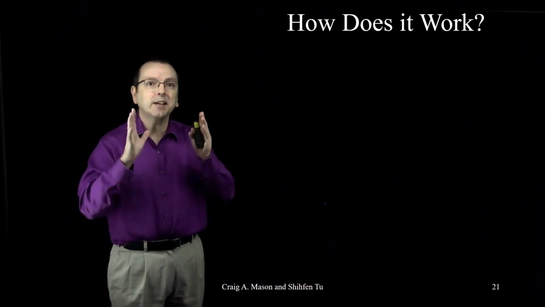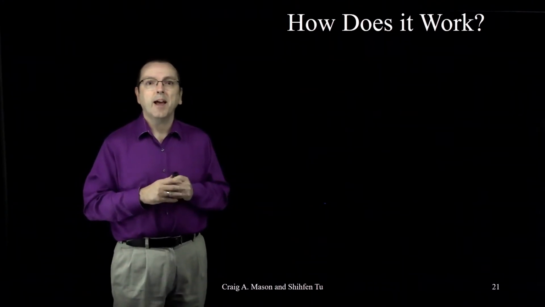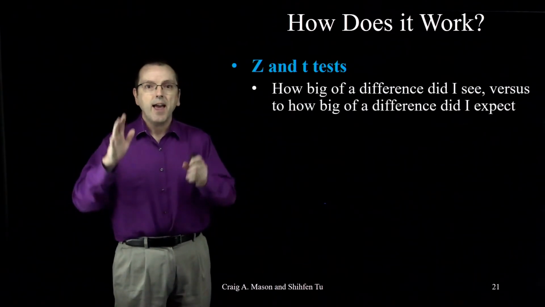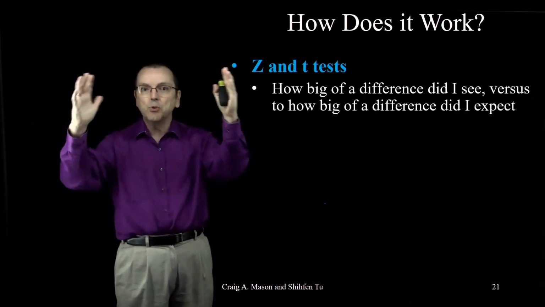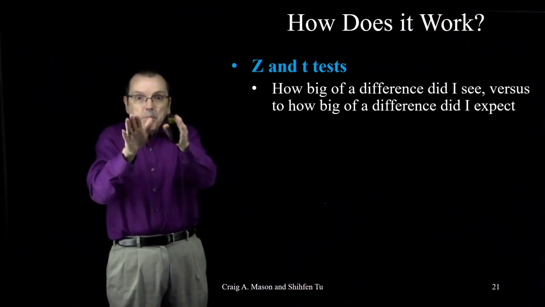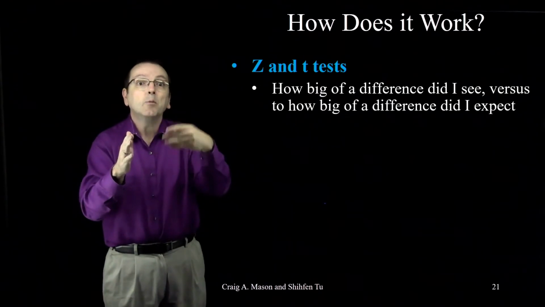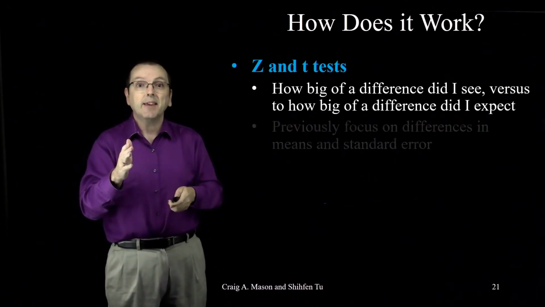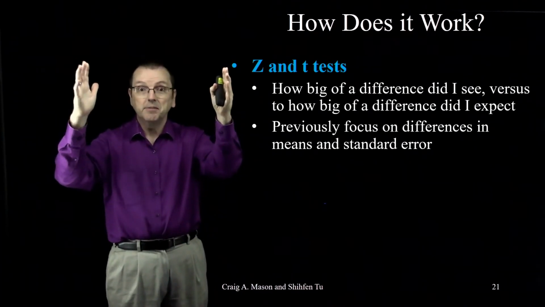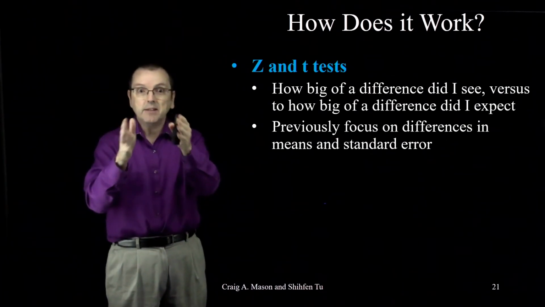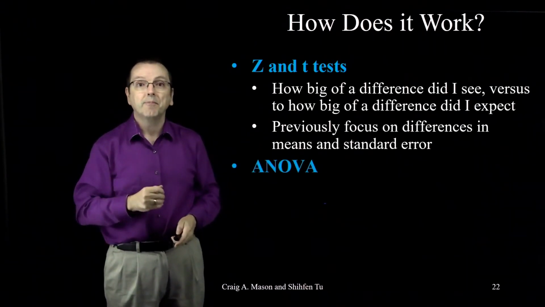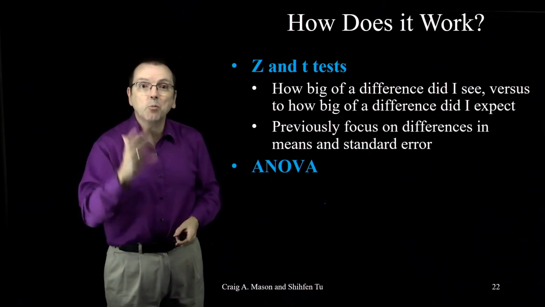So how does an ANOVA work? Now, remember, with the z-test and the t-test, we looked at how big of a difference or effect we observed, divided by how big of a difference or effect we expected. The how big of a difference we saw was the difference in means. The how big of a difference we expected was measured with our standard error. But that doesn't work with ANOVA.